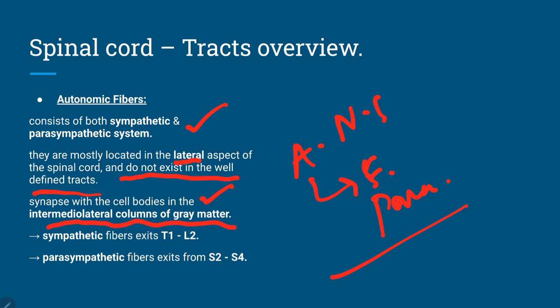So just a little bit of a review. The sympathetic fibers exit from T1 to L2, and the parasympathetic fibers exit the nerves from S2 to S4.